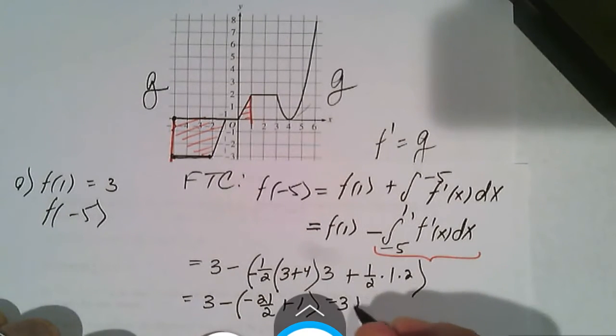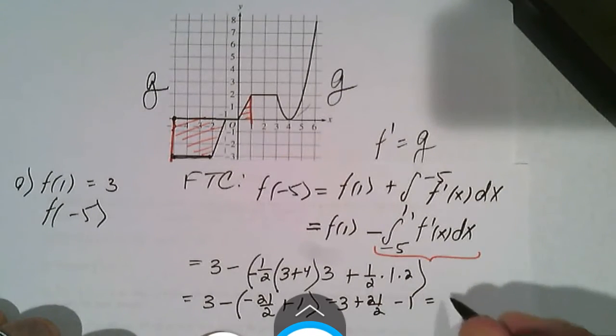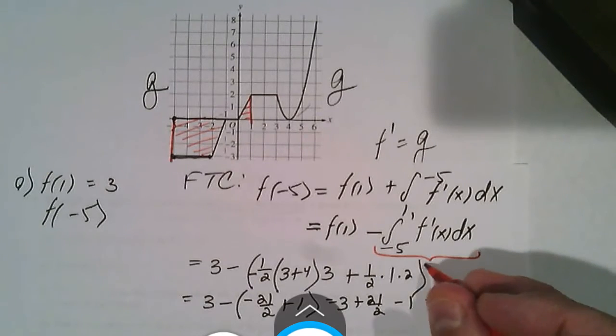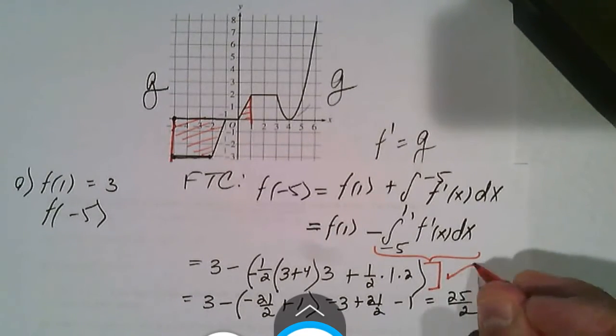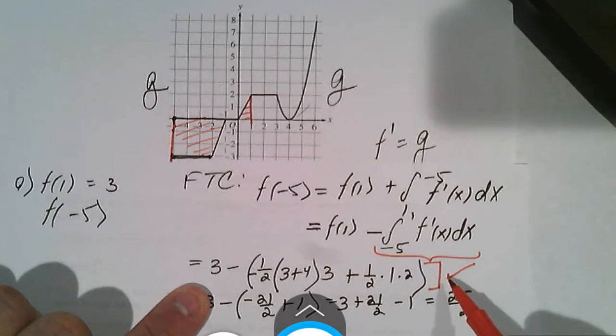If I distribute the negative through, I get 3 plus 21 over 2 minus 1, getting a common denominator, that's going to be 25 over 2. I would hope that you would stop here. That's considered a safe stop. When all your values here are numbers, there's no need to go any further with the simplification. All you could do is possibly throw out a point that you just earned. I wouldn't want you to do that.